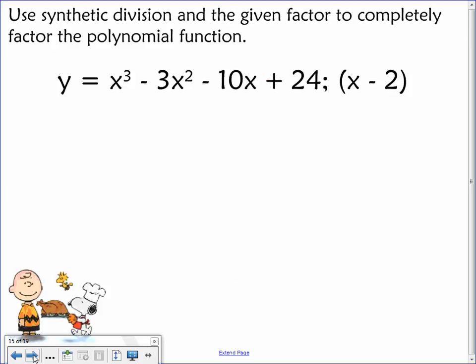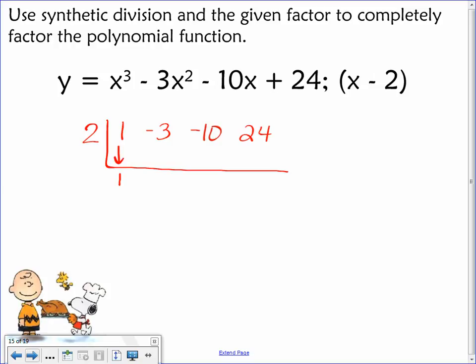All right, so same idea, but taking it one step further. Use synthetic division, so still doing the same thing, and the given factor to completely factor the polynomial function. Now we have to go a little further. Okay? It says to, so we will. So let's set up our synthetic first. What am I dividing by? 2. So we have 1, negative 3, negative 10, and 24.